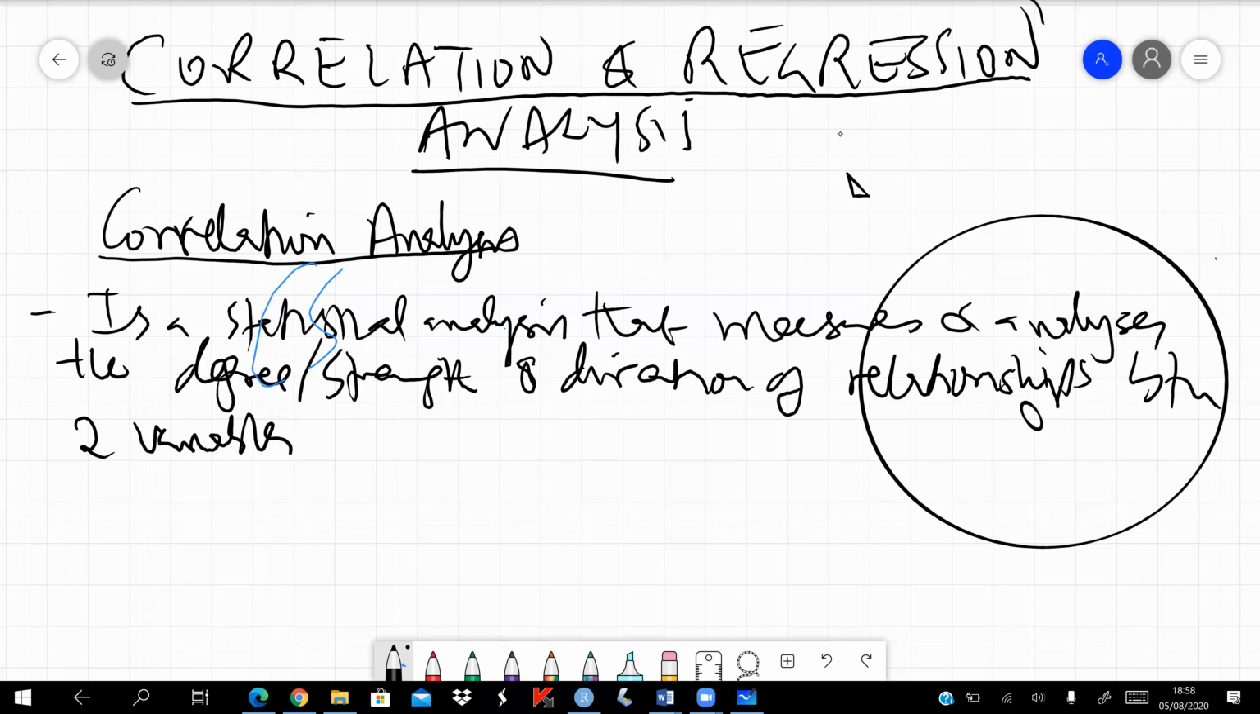So we measure, and then we analyze the degree or the strength of the relationship, and also the direction of the relationship between two variables. So that's why it is "co," because it's two variables. So there are two things here: the strength of the relationship and the direction of the relationship.